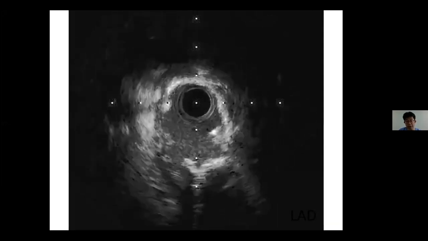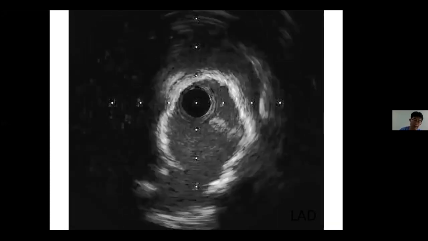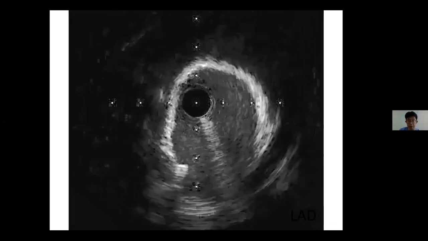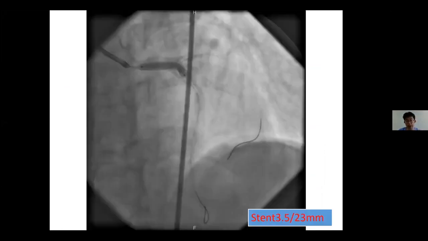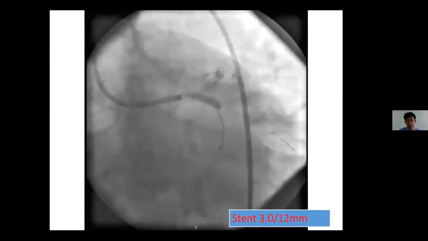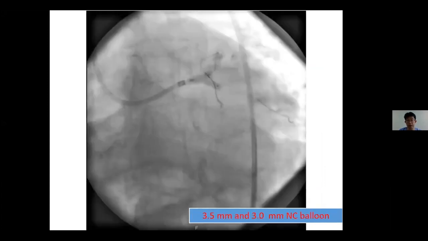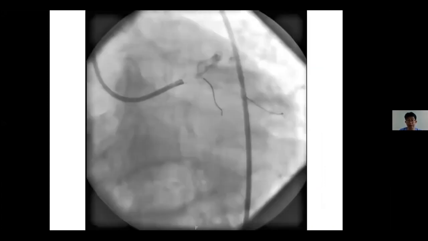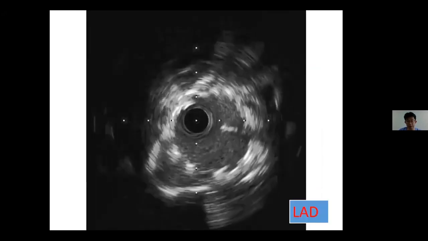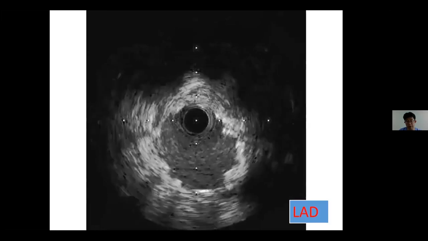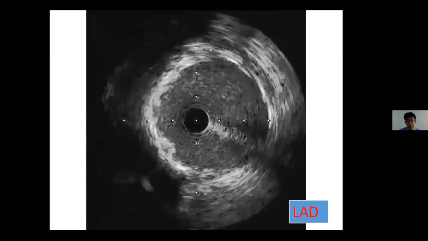So to compress the plaque around the carina, to compress the calcification between the LAD and circumflex at the carina site, we put the stent in the LAD, and put the stent in the circumflex here, and high pressure KBI here. So this is the final IVUS imaging with expansion at the LAD here.